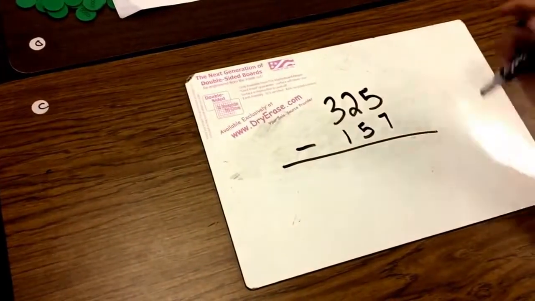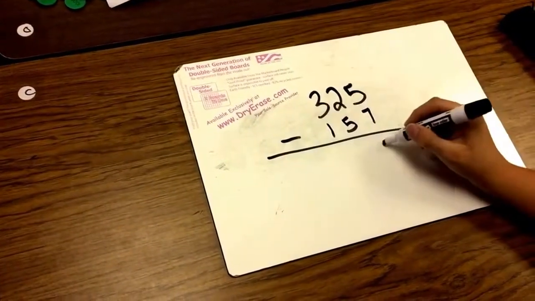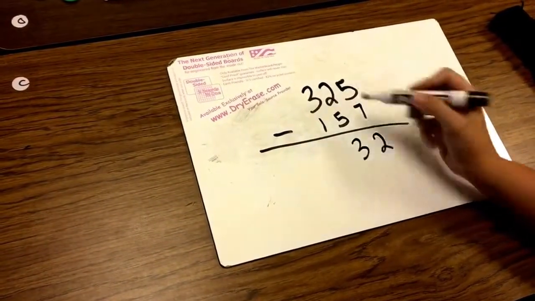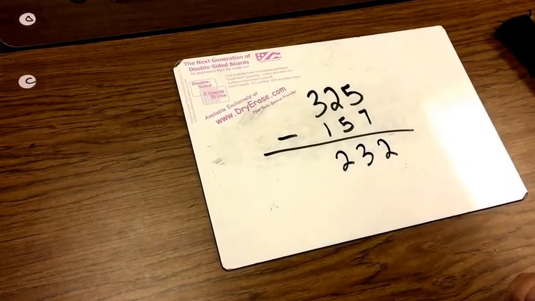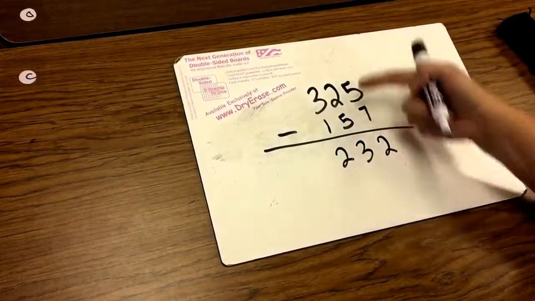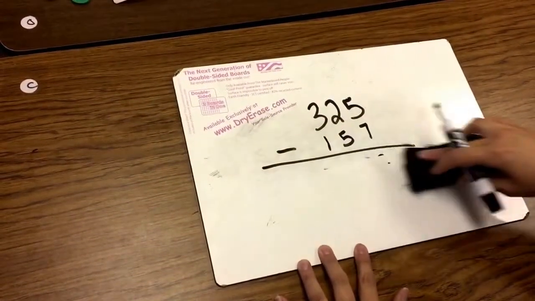A lot of times what I see kids doing is flipping it and saying 7 minus 5 is 2, and they're writing a 2 down here. 5 minus 2 is 3. 3 minus 2 is 1, and then they're like, I'm done. They're not really slowing down and thinking, whoops, I've tried to flip it. So that's just a pretty common mistake I see at the beginning.